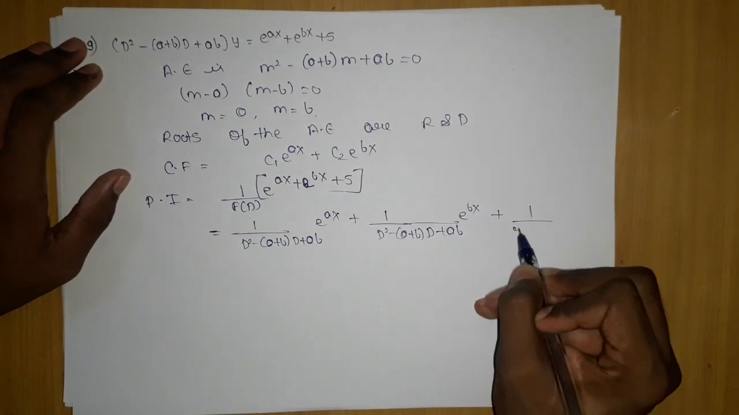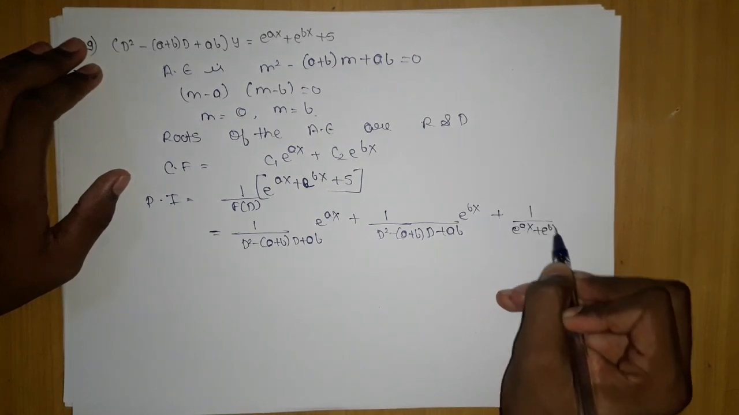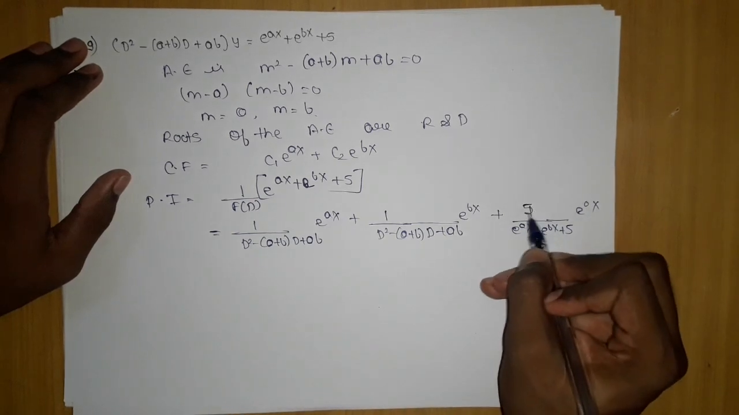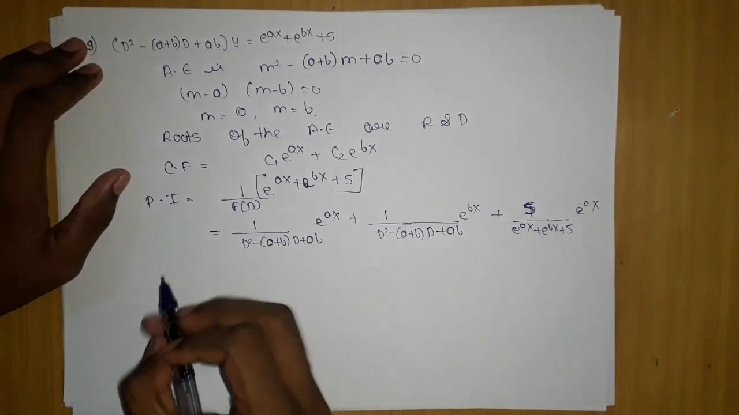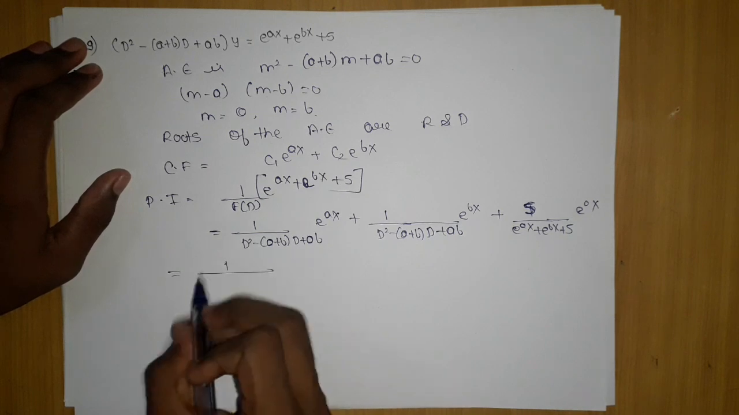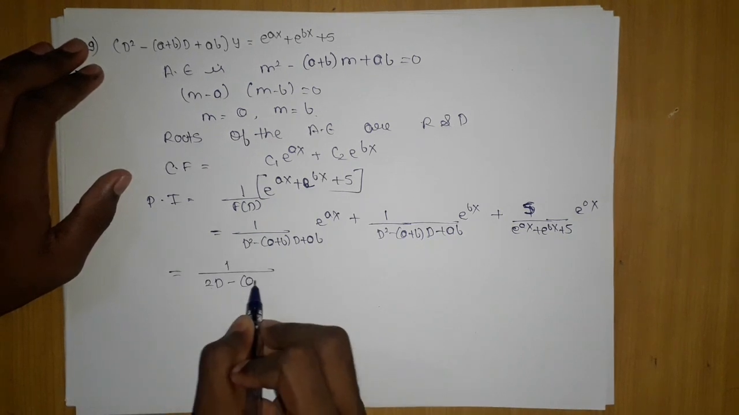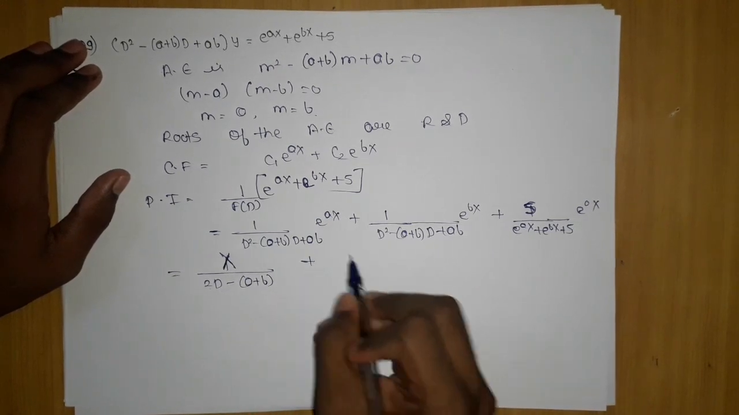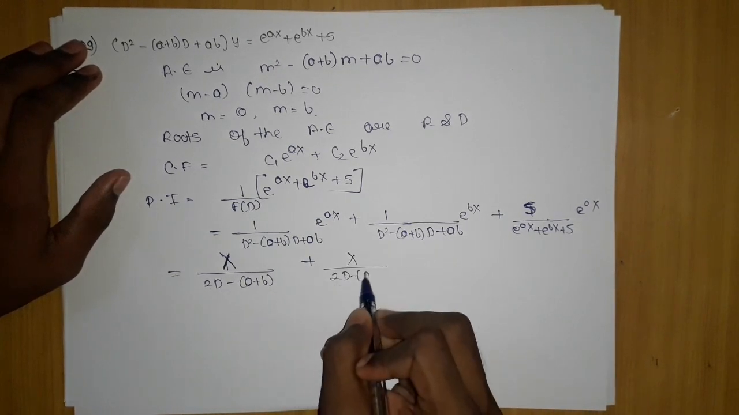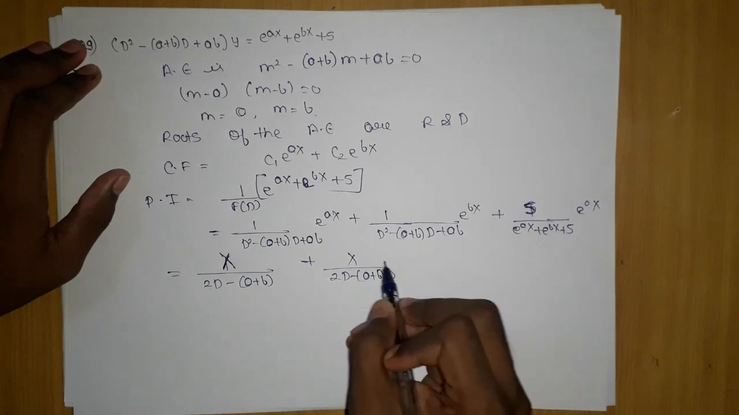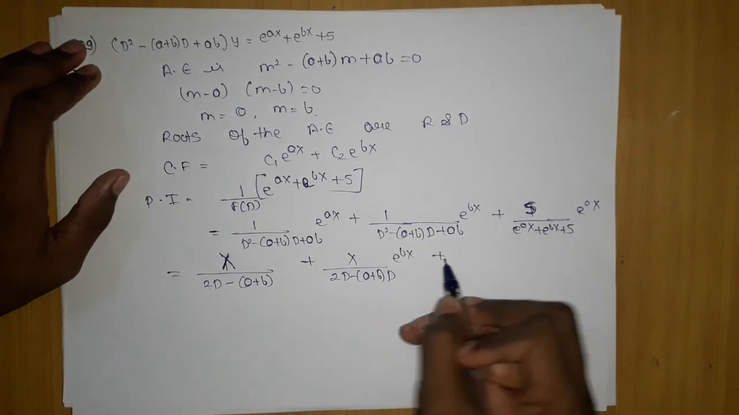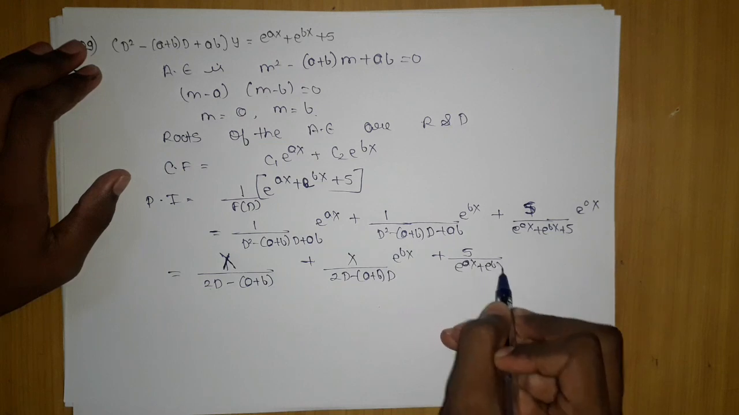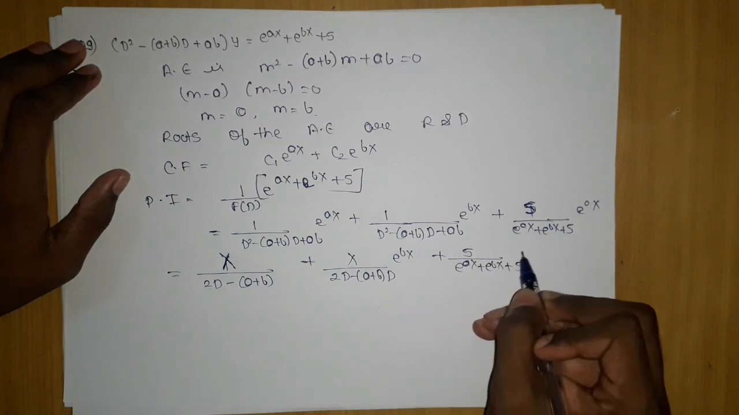Finally, plus 5 into e to the power 0x. As I have mentioned, we will write it like this. Now we are going to differentiate these two because we know it will be 0. So it will be 2D minus (a plus b). Further on, here x will be multiplied. Here x by (2D minus (a plus b)) into e to the power bx, and finally 5 by the same with e to the power 0x.